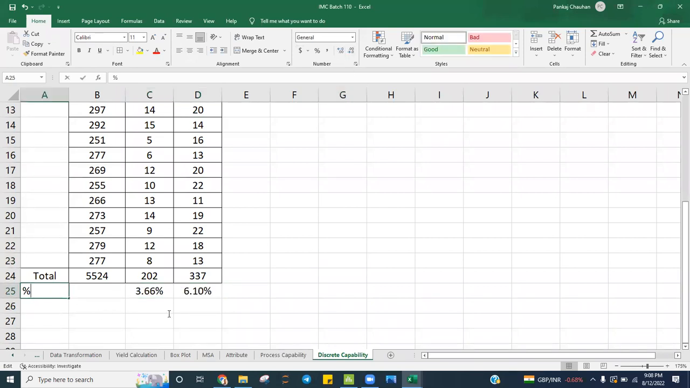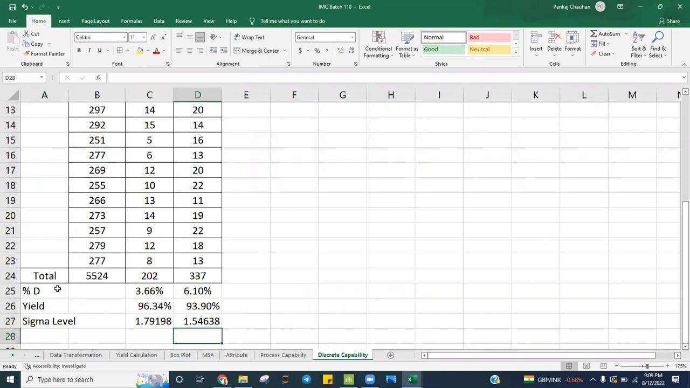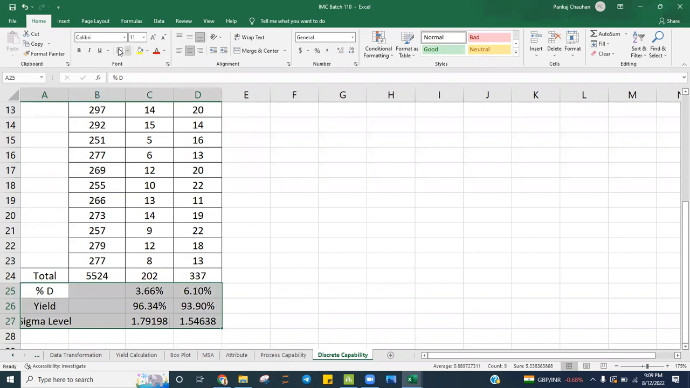Out of this, if you have the percent defect, then what is your yield? How do we calculate? 100% minus defective is 96%, and 100% minus defect is 93.360. So by this data, what is your sigma level? It is equal to NORM.S.INV. 96.34 is equal to 1.79 sigma and 93.90 is equal to 1.54 sigma, which are your long-term values.